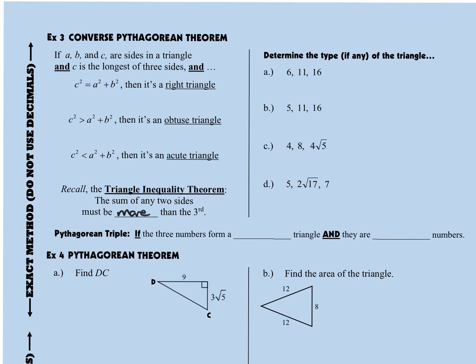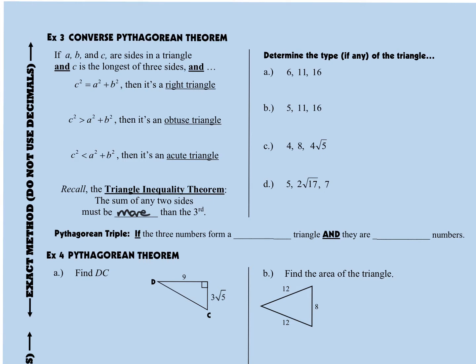Now, this allowed us to determine whether or not three numbers actually made a triangle, but it didn't allow us to determine what type of triangle we necessarily had. We could sometimes figure out if it was scalene, but we didn't know whether or not it was a right, obtuse, or acute triangle. The converse Pythagorean theorem is going to allow us to do that.